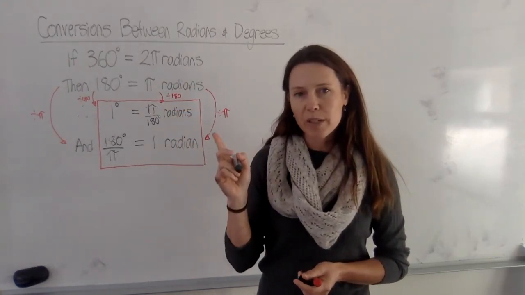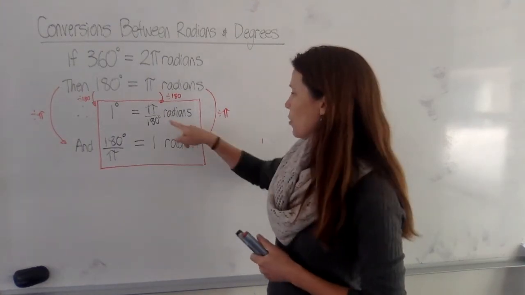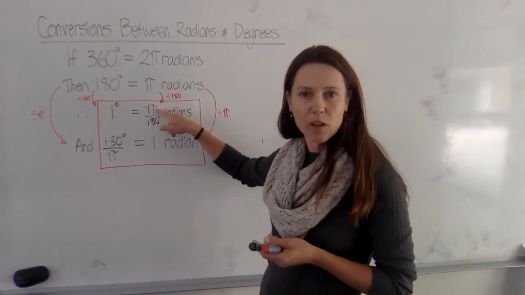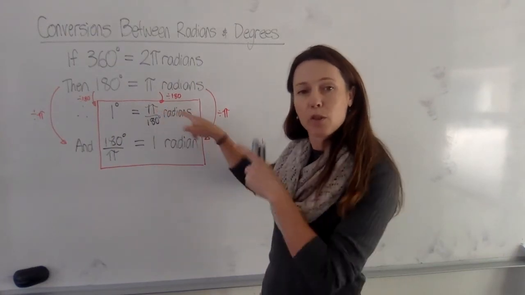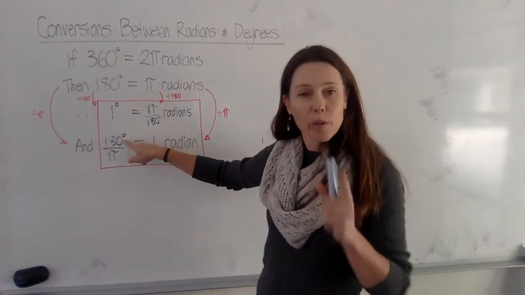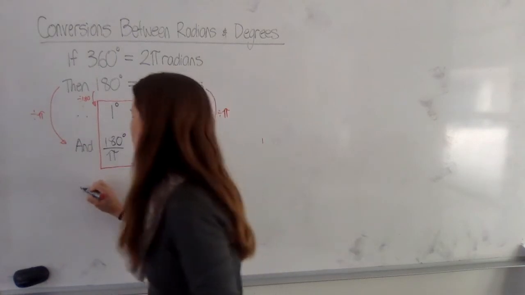So remembering which one to use, well, think through what you want. If you want radians and you have degrees, put the radian type measure on top. That'll remind you that you need the pi on top because you're wanting radians. If you've got radians and you want degrees, put the 180 degrees on top. So let's have a look at a couple of examples.